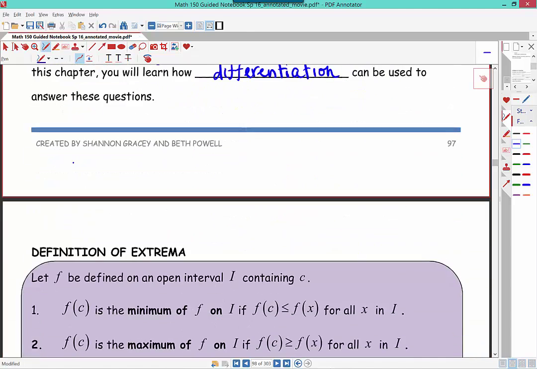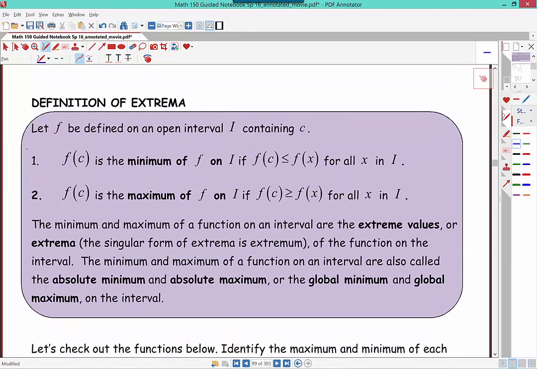All right, so here we go. Definition of extrema. Extremum is the singular; extrema is plural. So f is defined on some open interval I that contains the domain value c. f at c is the minimum of f on this interval if the y value f at c is less than or equal to all the other y values for all of the domain values in I. And the function value is the maximum if, at x equals c, that's the largest y value in the interval for all these input values.